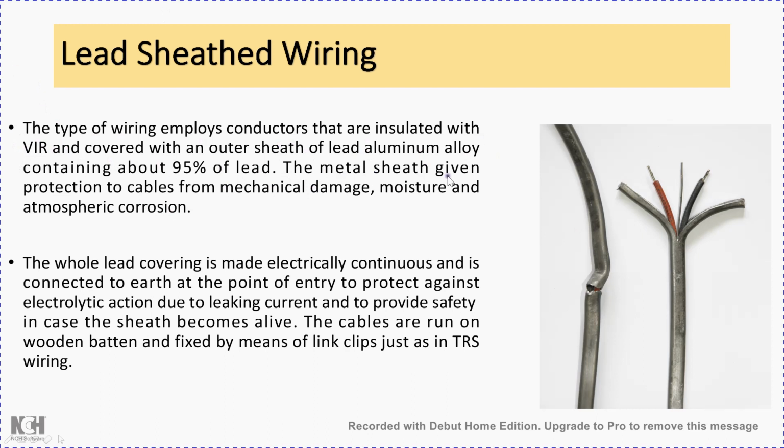The metal sheet gives protection to the cable from mechanical damage, moisture and atmospheric corrosion. The whole lead covering is made electrically continuous and is connected to earth at points of entry to protect against electrolytic action due to leaking current and to provide safety in case the sheet becomes alive. The cables are run on wooden batten and fixed by means of link clip, just as in TRS wiring.